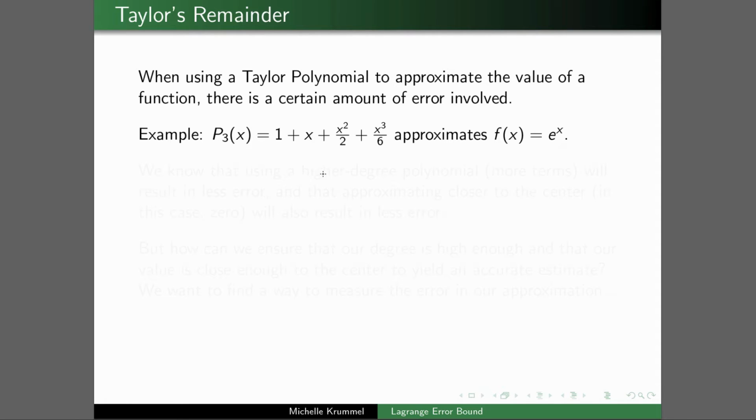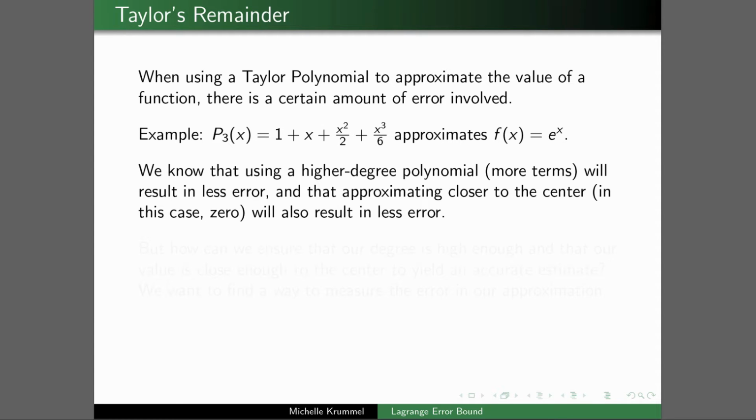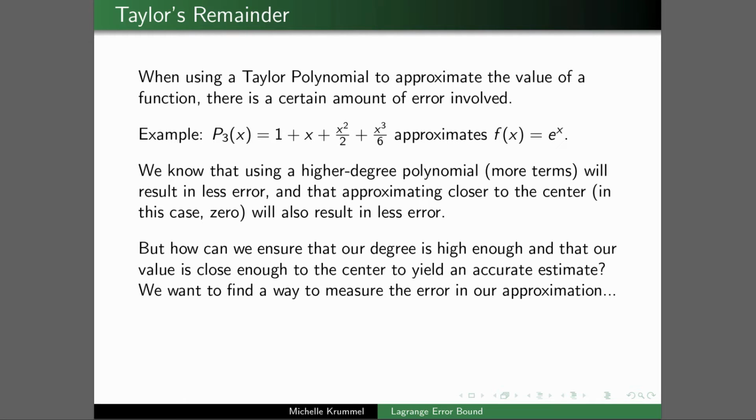We're not going to get the exact value of e to the x. We know that using a higher degree polynomial will result in less error, and that approximating values closer to the center will also result in less error. But how can we ensure that our degree is high enough and that our value is close enough to the center to yield an accurate estimate? We want to find a way to measure the error in our approximation.